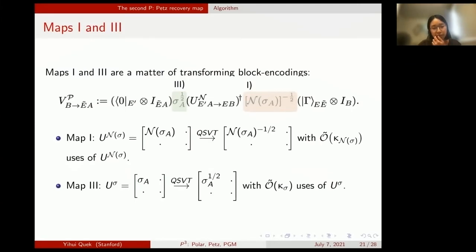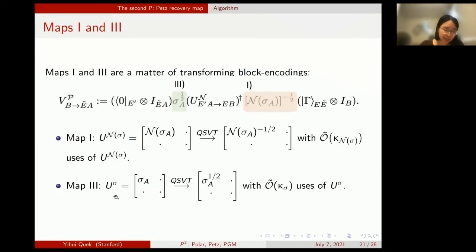Okay, just to go a teeny bit more into detail about the algorithm. Like I said just now, the Petz map consists of three maps. Maps 1 and 3 are just a matter of transforming block encodings. For map 1, we want to implement this N sigma A to the minus half. So we start off with this block encoding of U_N sigma. We apply QSVT to apply the function f(x) equals x to the minus half to all the singular values of this top left hand block. And the complexity of this is kappa_N sigma number of uses of this U_N sigma.